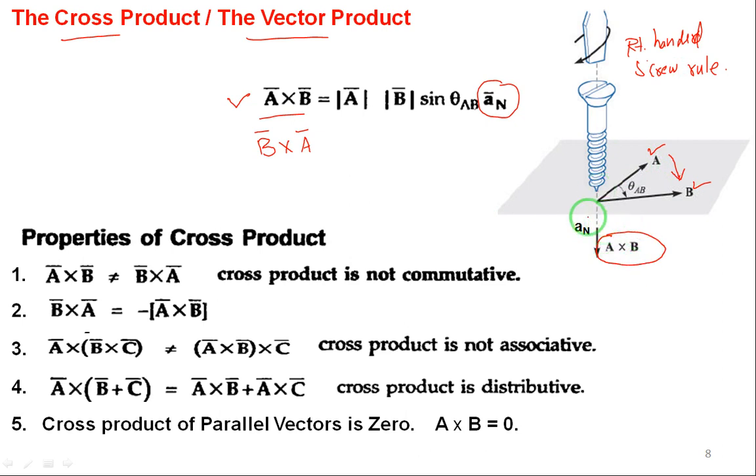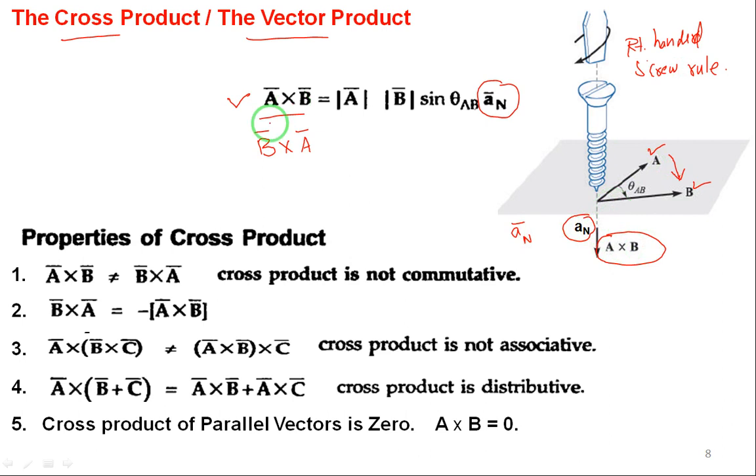And what is the unit vector? It is perpendicular, and I will call it the AN vector. In the textbook they will write it bold, but we have to write it like this, AN vector, right? So the AN vector is perpendicular to the plane containing vector A and vector B. Then this is the cross product, vector A cross vector B, and it is in the direction of the unit normal vector AN. I hope you understood this cross product.